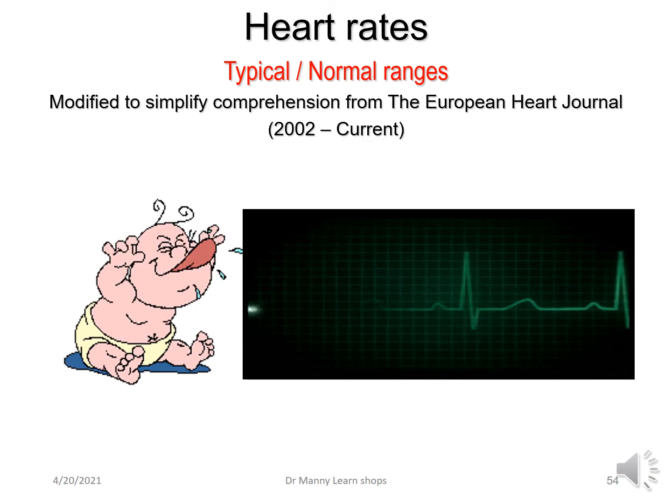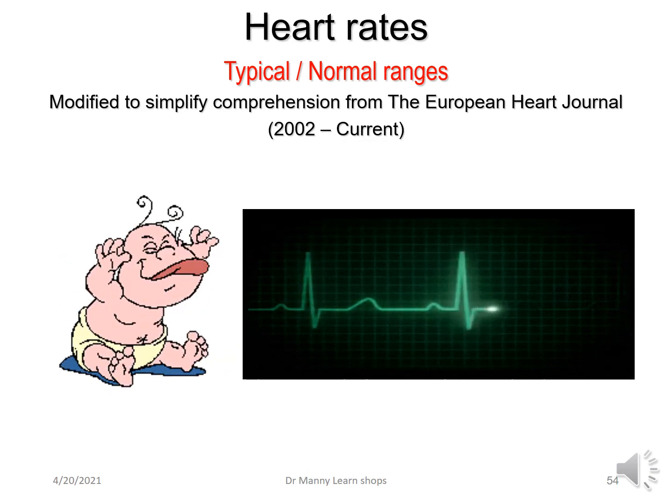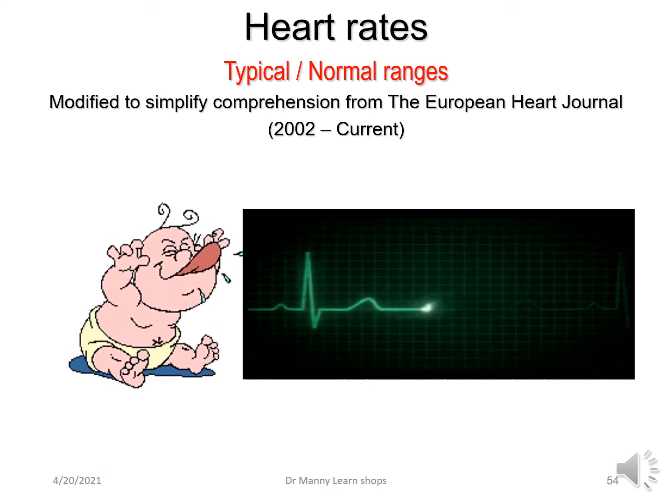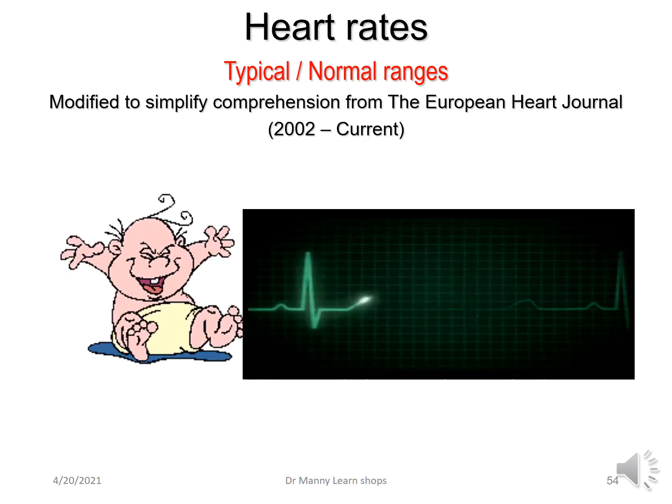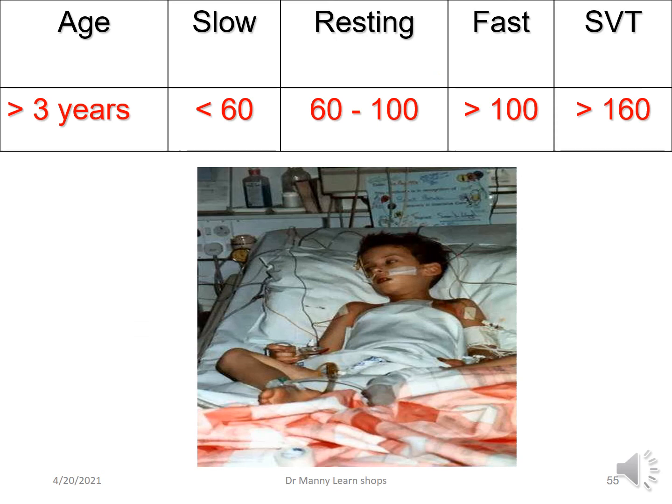So let's review some heart rates. And I prefer the word typical to normal. Typical heart rates then for a child, an adolescent, even an adult, more than 3 years of age, at rest, with no problems, will be between 60 and 100 beats per minute. Anything less than that will be a bradycardia. Anything faster than that, a tachycardia. Anything faster than 160 could be, not will be, could be a supraventricular tachycardia. But this goes on the history and the physical assessment.